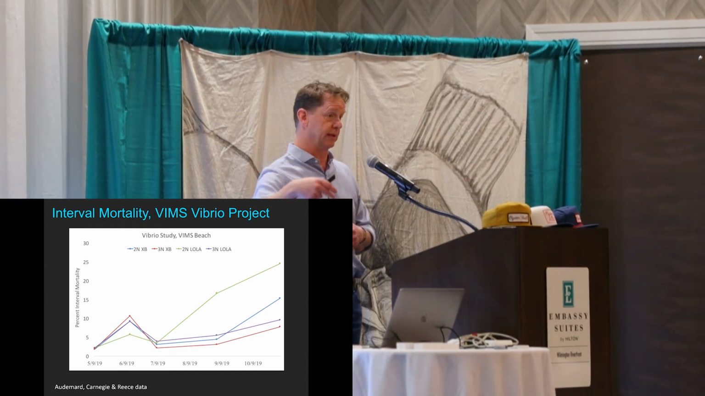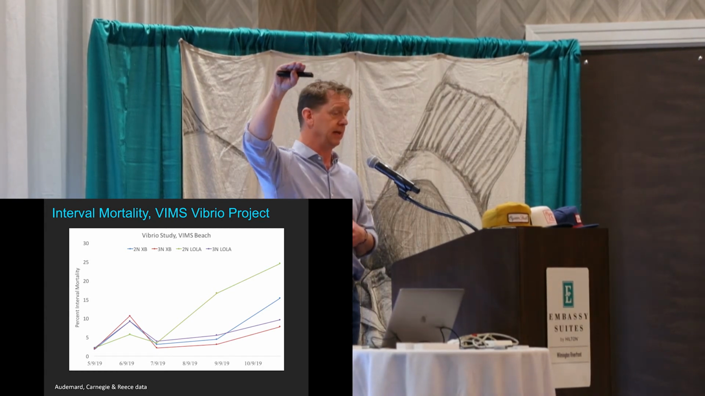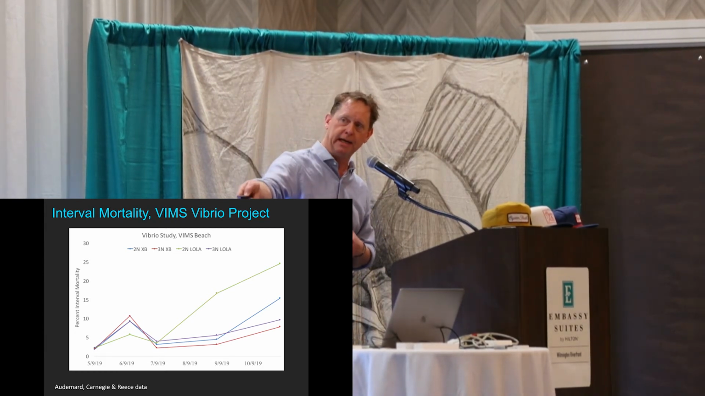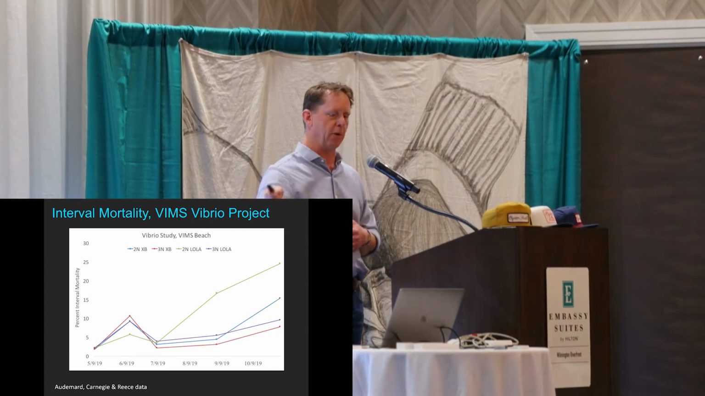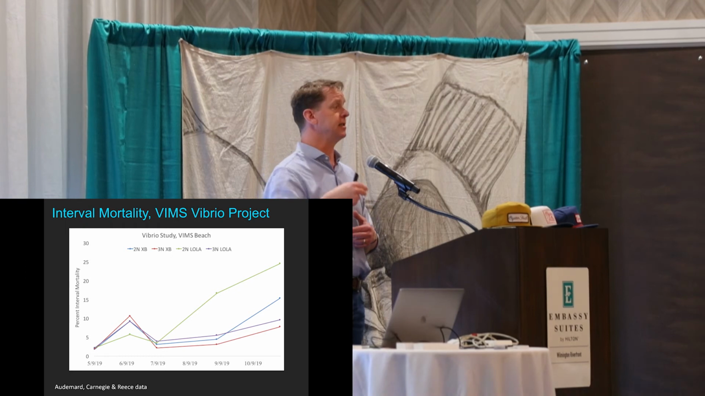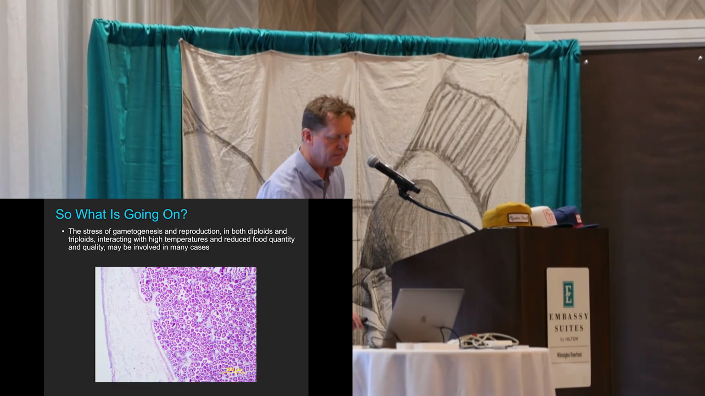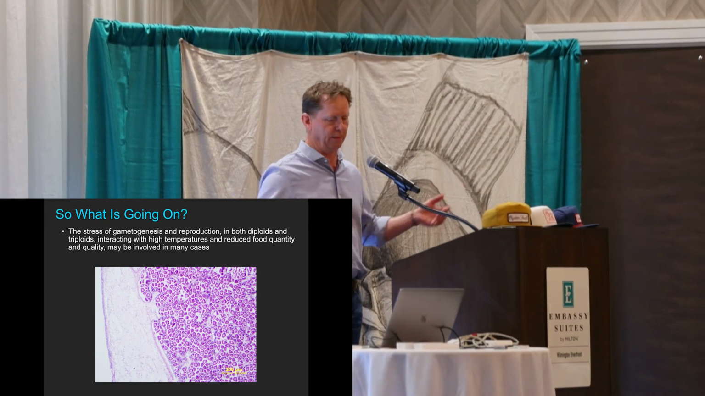into midsummer where there was no mortality, and then it rose again with dermo in the later part of the summer. But again, in here, diploids and triploids are both showing that signature of some level of mortality that's just higher in some places or in some years than in other places. So what is going on with this?